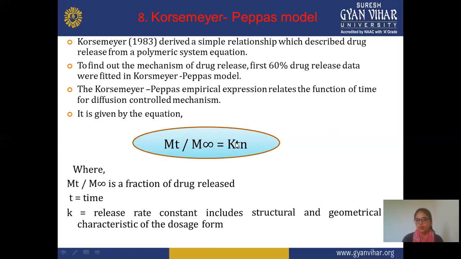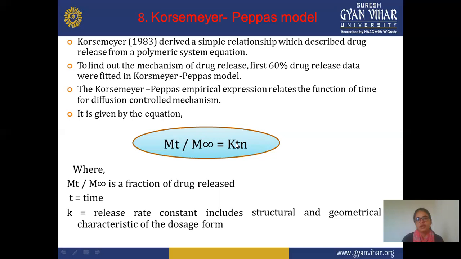Means this Korsmeyer-Peppas is majorly used for those types of tablet that have a polymer in the system, where drug release occurs through this polymer system. And those types of tablet are studied by this model, first described by Korsmeyer in 1983. To find out the mechanism of drug release, the first 60% of drug release data were fitted in the Korsmeyer-Peppas model. Means in this model, your drug release is up to 60% from your tablet.